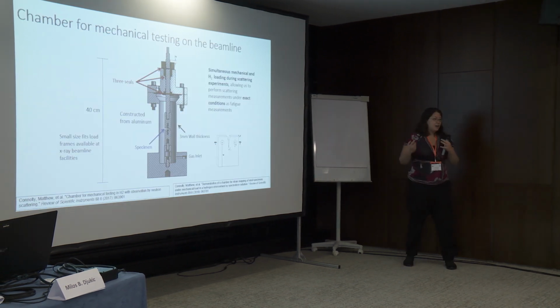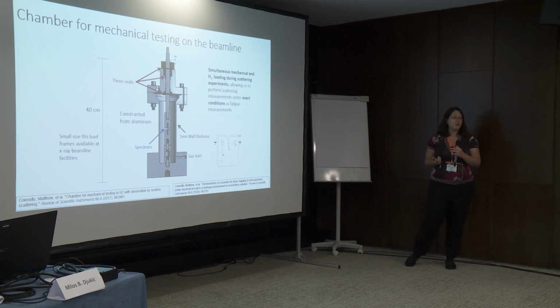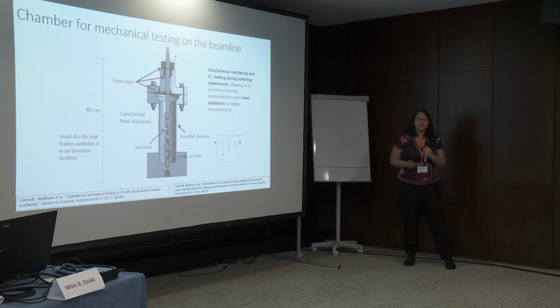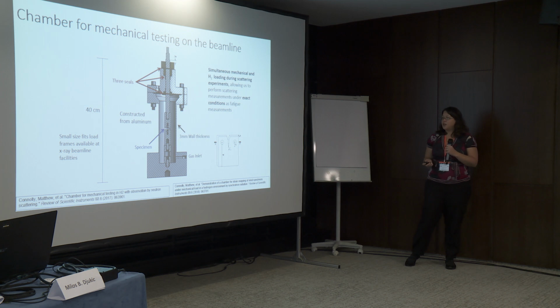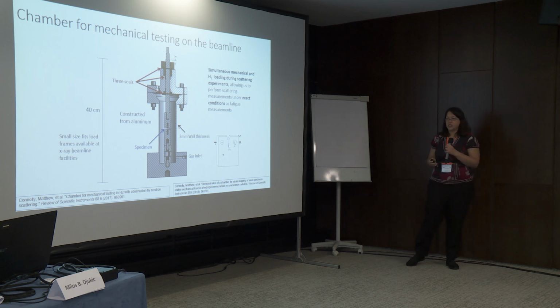We do this at high energy X-ray beamlines, so we want to go there and be able to do mechanical testing in a hydrogen environment. So we custom built this rather small chamber. It's made out of aluminum that's only about 3 millimeters thick. That allows it to be transparent to both X-rays and neutrons, so we can also use this at a neutron site, and it allows us to load our specimens while in a hydrogen environment right in front of the beamline.